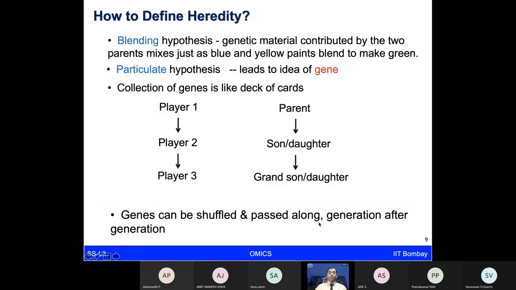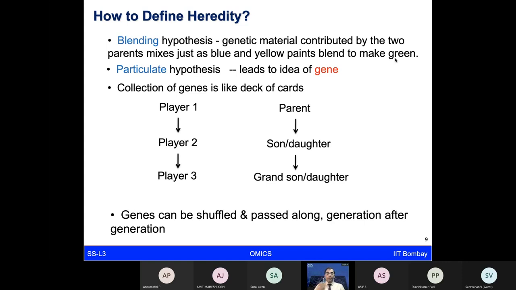So there are different theories of heredity, like how genes are going to be transferred from the parents to the offspring. One is the blending hypothesis, which says the genetic material from the two parents is going to just blend, the way you see paint colors, like blue and yellow paint making green. The other is the particulate hypothesis, which got more attention and leads to the idea of genes.